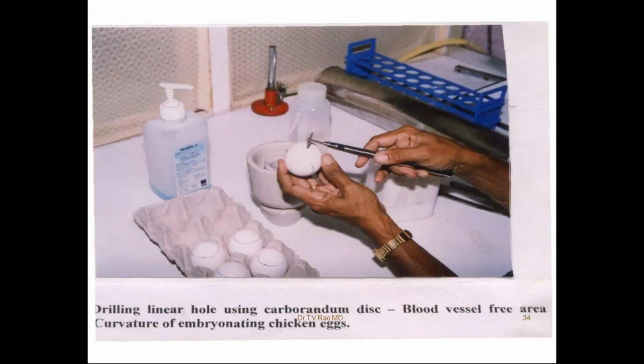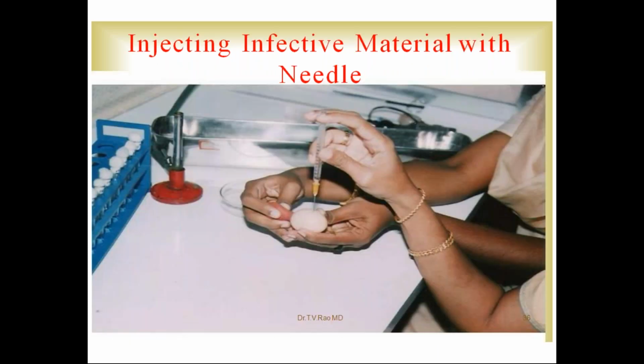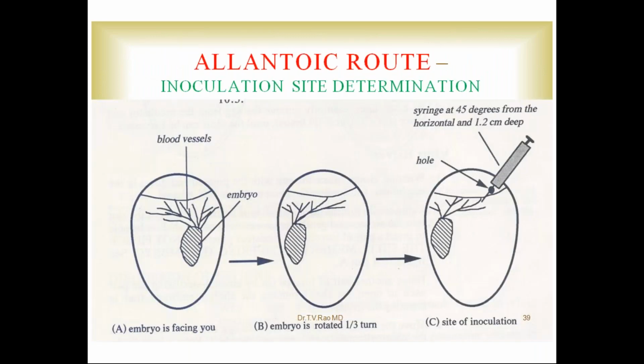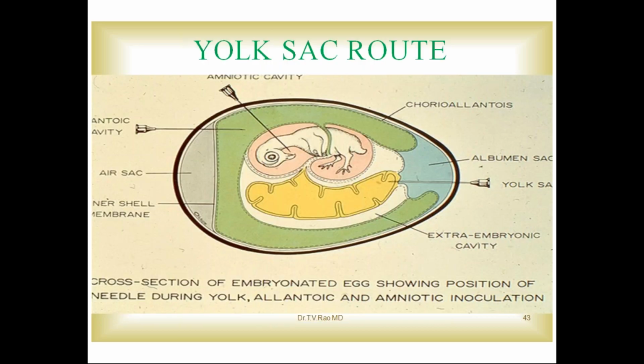See, this is the method of drilling of the eggshell and inoculation. Piercing the shell with the needle, injecting the infective material with the needle. These are the various sites, an overview of inoculating sites. Yolk sac.